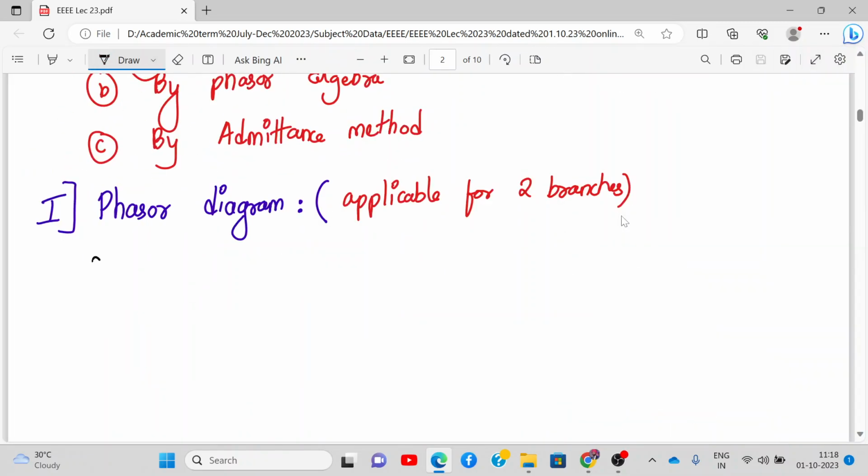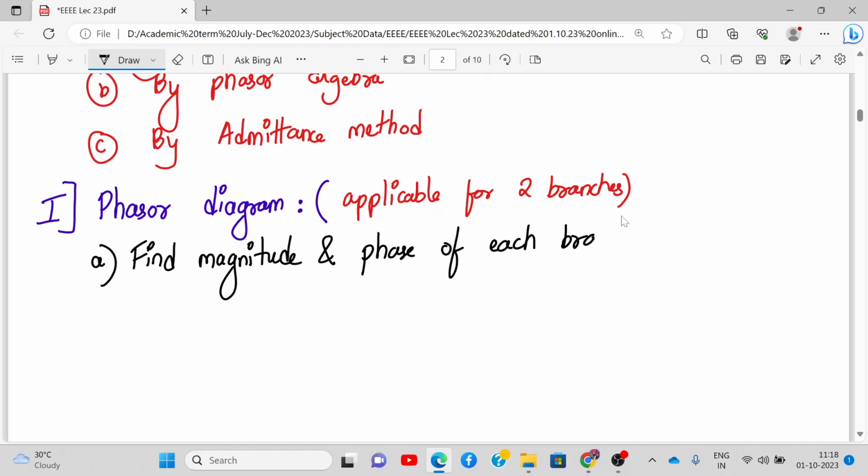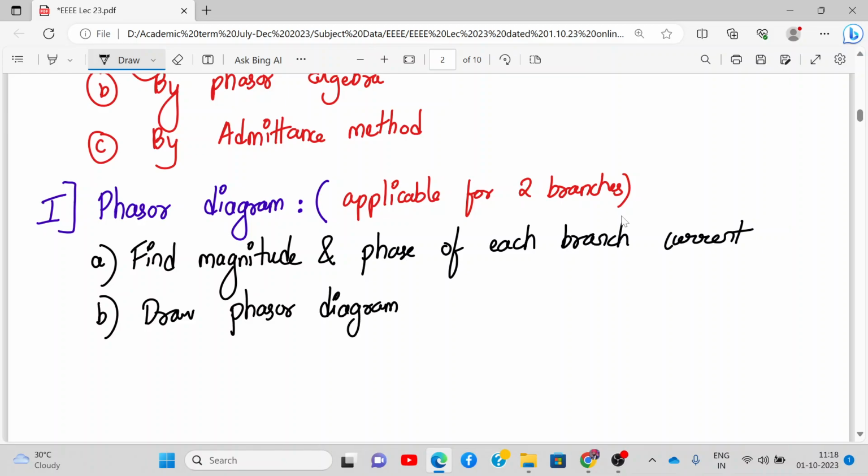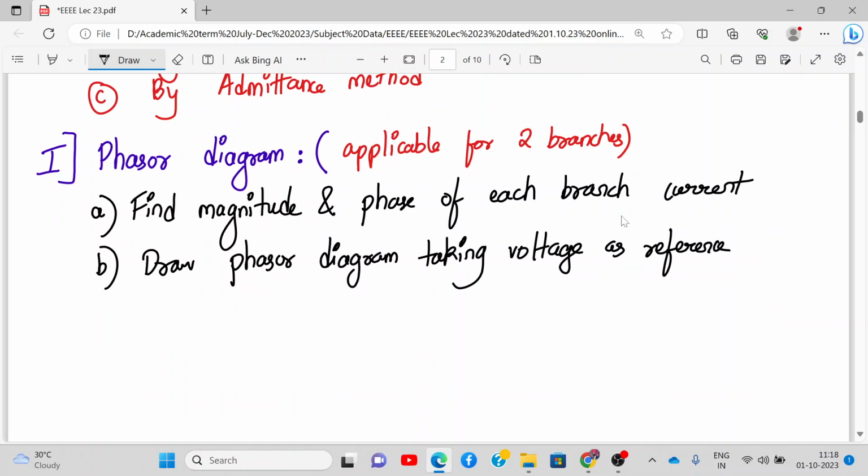Apart from that, we will find the magnitude and phase of each branch current. Please write this down. And the second part is you draw the phasor diagram, taking voltage as reference. So these are the two steps which we need to follow.